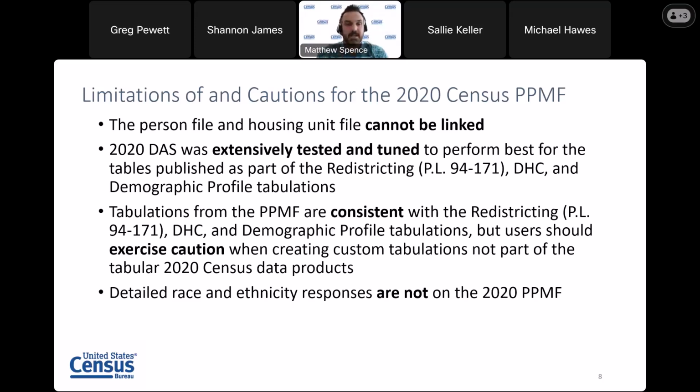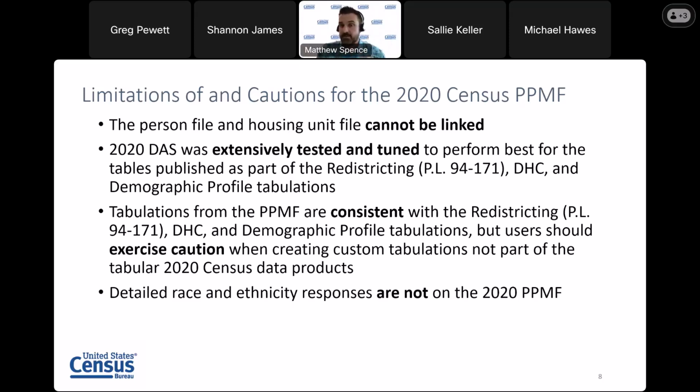But again, if you are looking at things that were not part of data.census.gov, imagine that you were really interested in the number of 5-year-old males in group quarters at the census block level. Well, that's not in our official tabulations. That's not part of the redistricting, the DHC, or the demographic profile. We don't publish data for individual age by sex for GQs at the census block level, right?